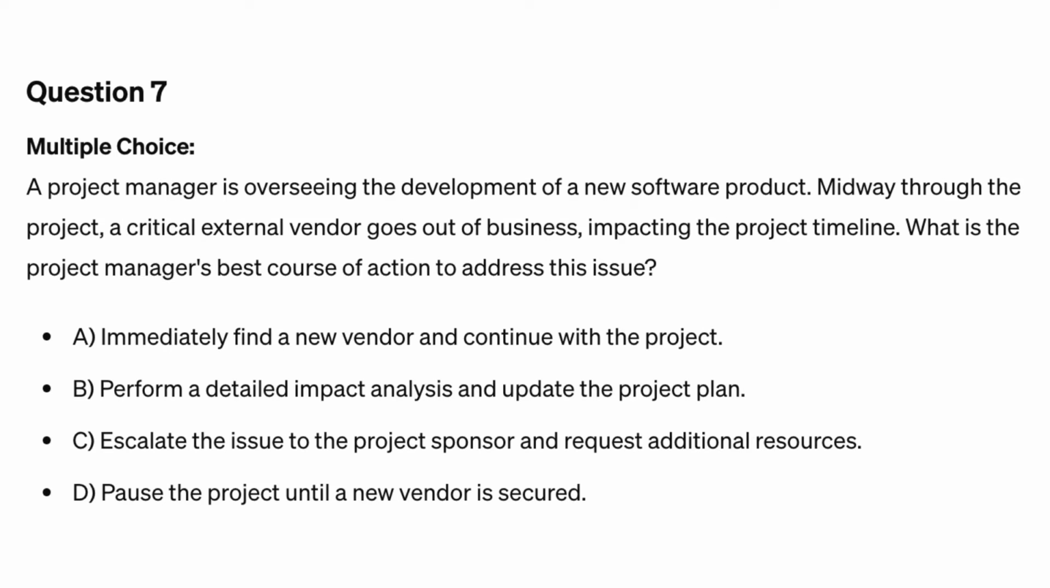Question 7. A project manager is overseeing the development of a new software product. Midway through the project, a critical external vendor goes out of business, impacting the project timeline. What is the project manager's best course of action to address this issue? A. Immediately find a new vendor and continue with the project. B. Perform a detailed impact analysis and update the project plan. C. Escalate the issue to the project sponsor and request additional resources. D. Pause the project until a new vendor is secured.